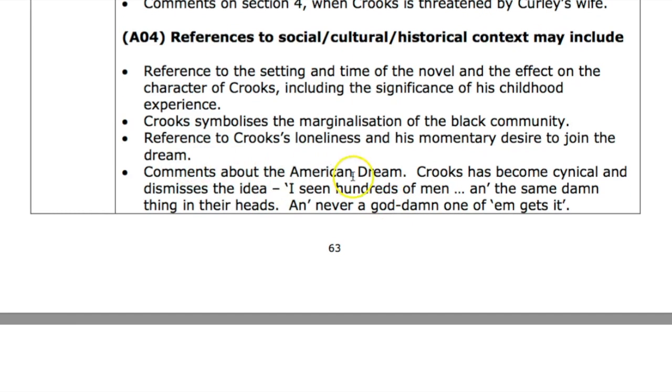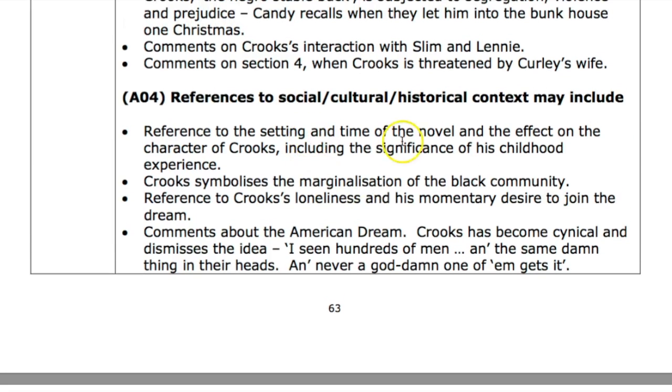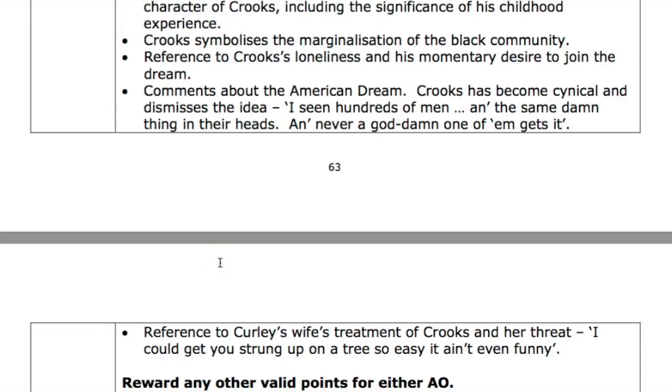But make sure that you're integrating all of this with the social, cultural and historical awareness of the novel. So comments about the American dream are really, really good here. Crooks has become cynical and dismissed the idea. "I've seen hundreds of men and the same damn thing in their heads, and never a goddamn one of them gets it." So he has an awareness of his social, cultural and historical context, and you need to show that as well. Whilst we might have moved on 60, 70 years past the events of this novel, we need to show how we approach the character of Crooks differently from how readers would have at the time.